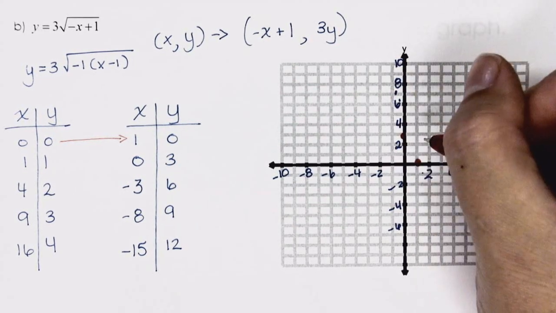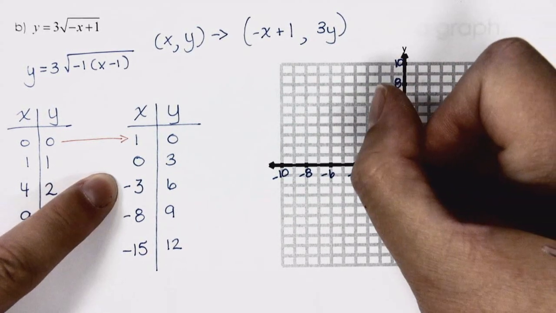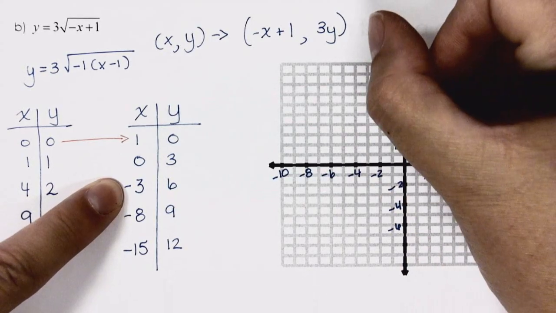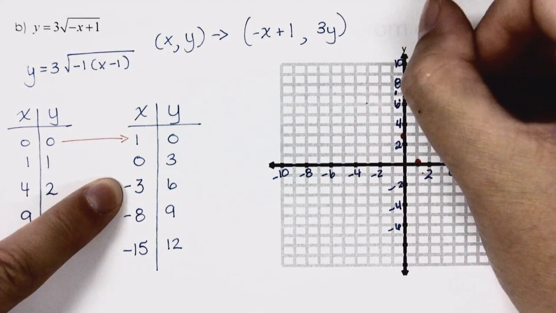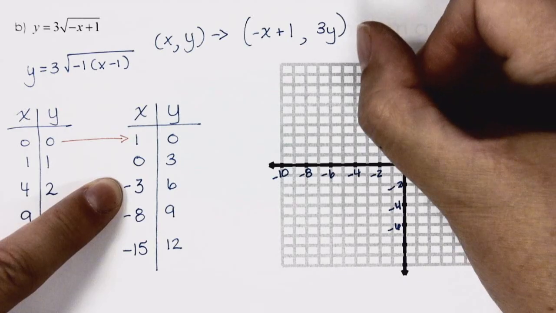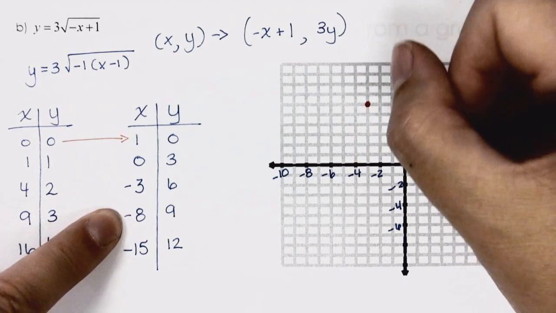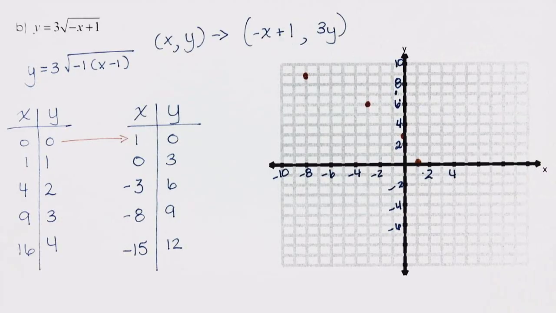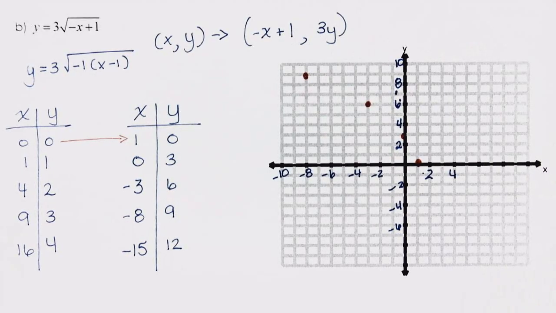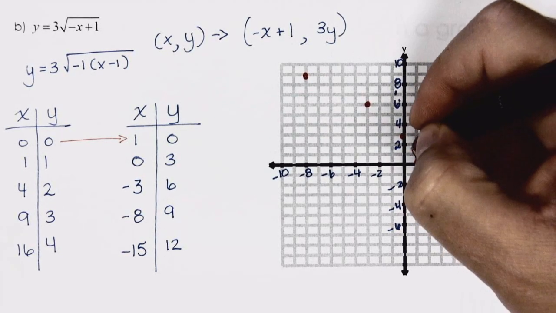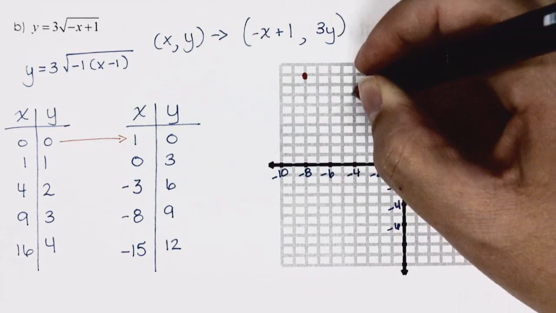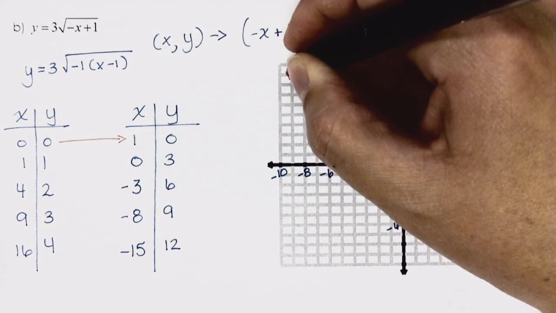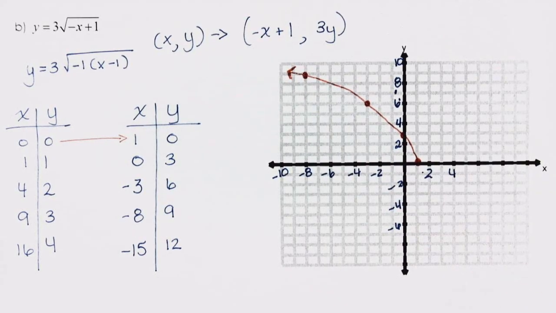0 and 3. -3 and 6. And then I have -8 and +9. That's about as good as I'm going to get there. So again, little bump. And my arrow is going to continue on.